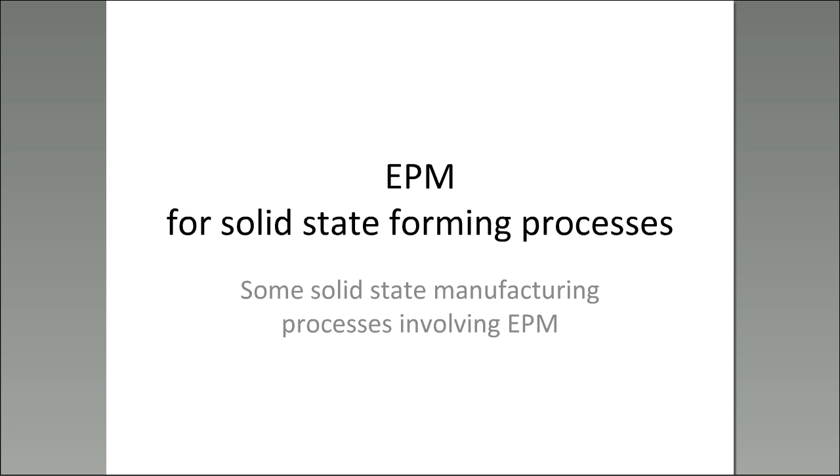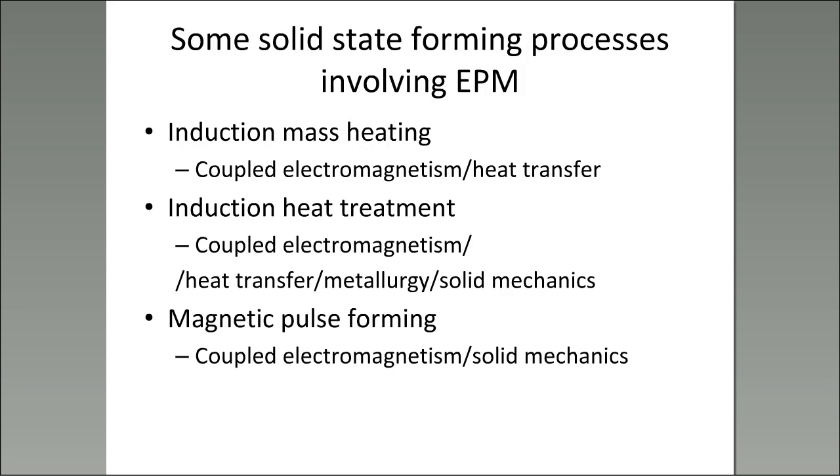So, first of all, if we want to speak about some solid-state manufacturing processes involving EPM, there are, of course, many of them. We can give a few examples. For instance, induction mass heating, in which you are going to have a coupled electromagnetism with heat transfer. You have induction heat treatment processes, in which the electromagnetism and heat transfer will also be coupled with metallurgy and solid mechanics, because you can, of course, have some metallurgical transformation. You can have some distortions due to the process, which can take place.